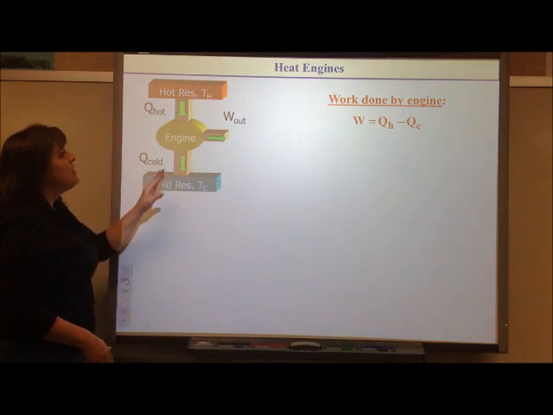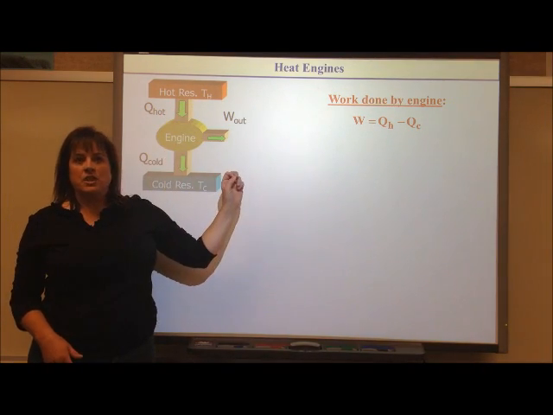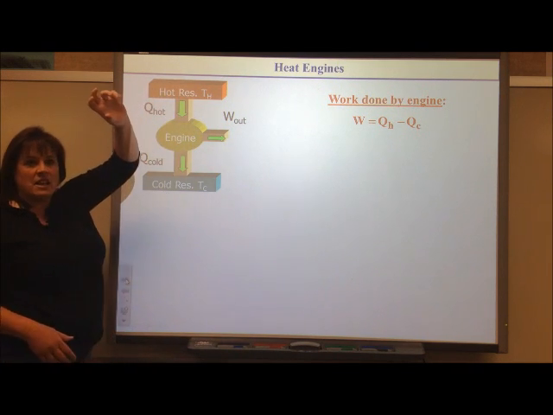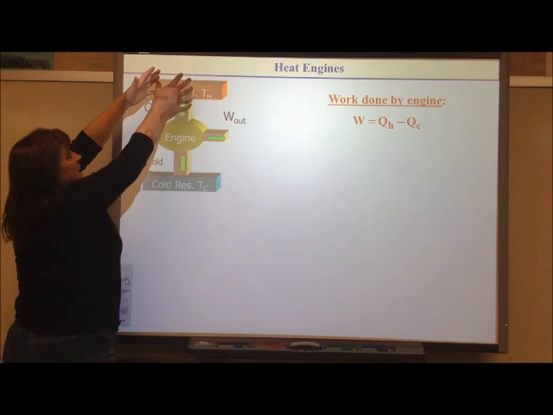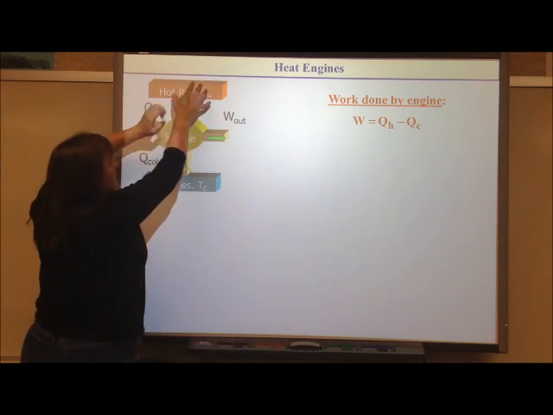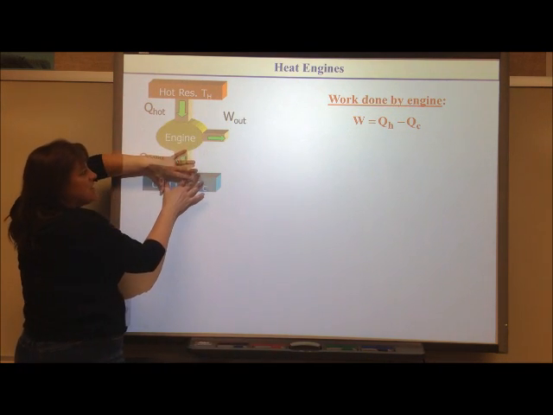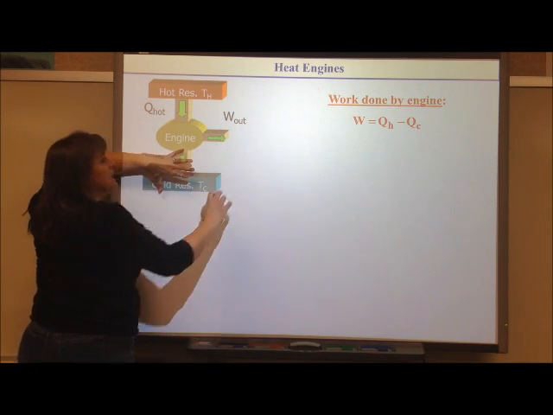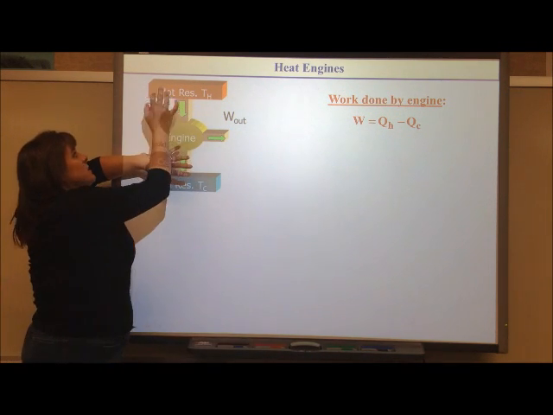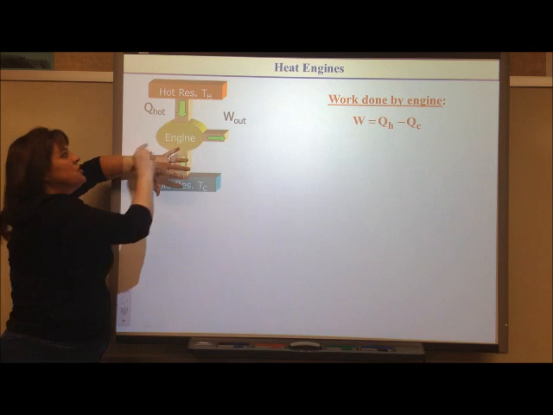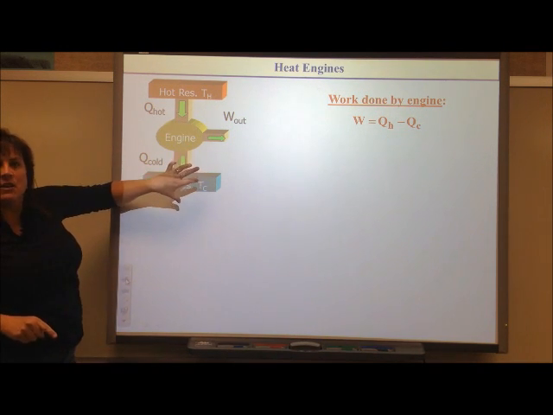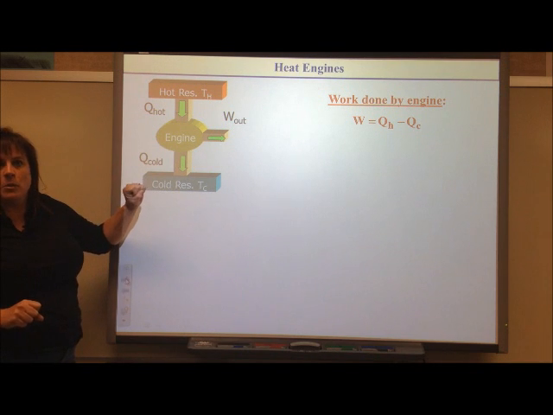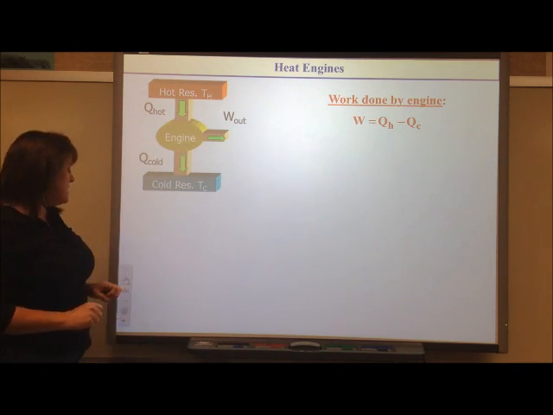reservoir. Now, this can never be 100% efficient because by the second law of thermodynamics, heat spontaneously flows from hot to cold. It can't just go right to work. We can't bypass this part of the engine and completely get all of this thermal energy to generate work. We have to exhaust some down here. The second law of thermodynamics doesn't allow this to be 100% efficient.